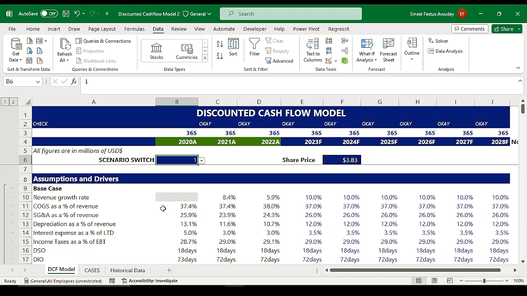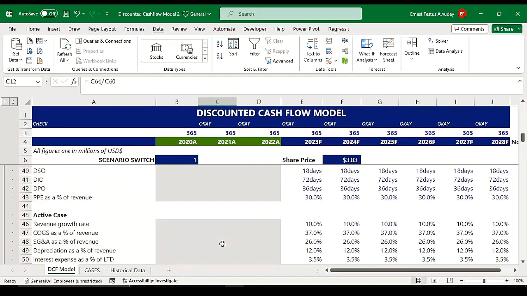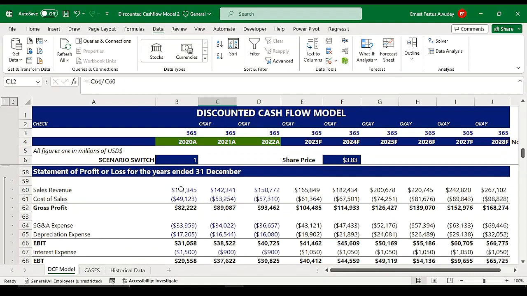Then with the assumptions and drivers, we are basically talking about ratios. Okay, so we calculated what we call the revenue growth rate using our historical financial statements. Now, when you come here, you will see some figures in blue. In financial modeling, we always put our hard-coded figures in blue so that we can differentiate them from formulas. Okay, so the formulas are what you can see in black.